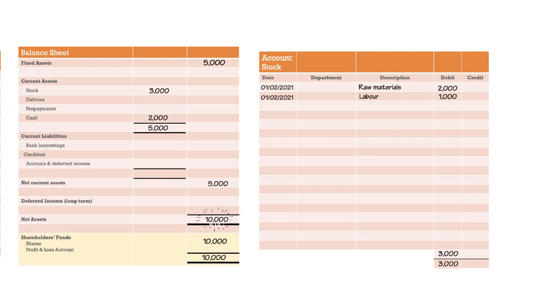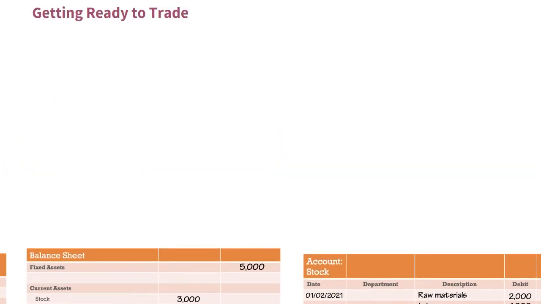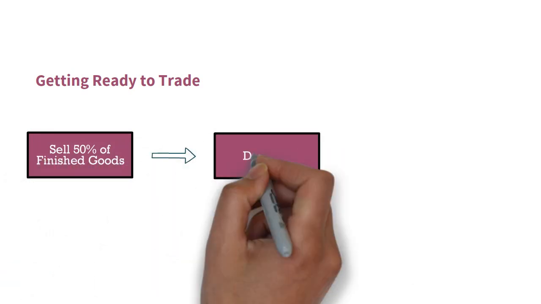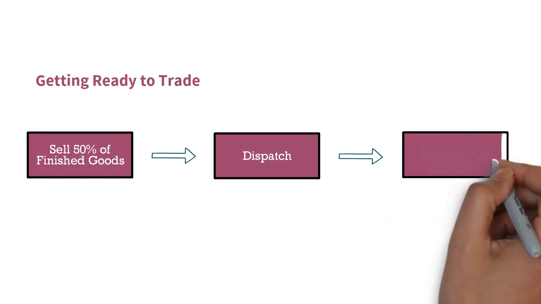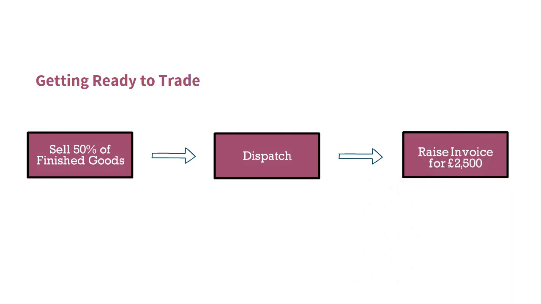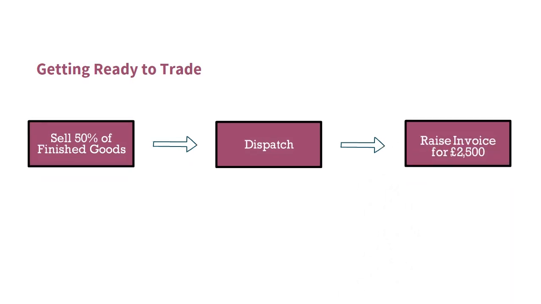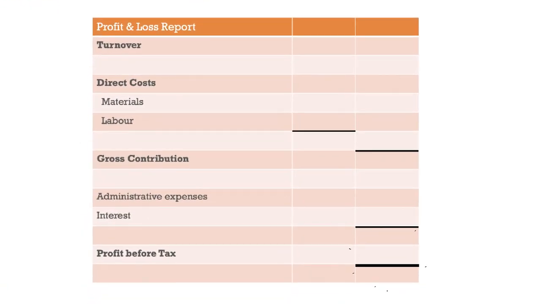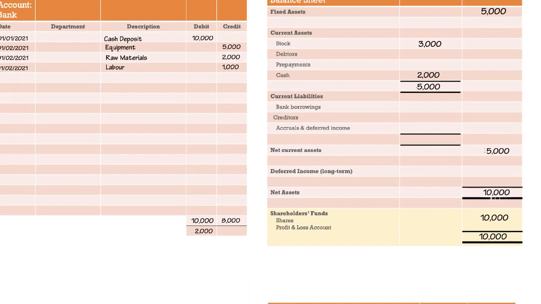We also now have some finished goods that we can sell. Let's say that we agree a price for half of the goods for £2,500. So we sell 50% of our finished goods, dispatch them, and then we raise an invoice to the customer for £2,500. We'll now record the sale in our accounting system. But just before we do, note again that the profit and loss report is blank. This is because up to this point we haven't recorded any trading, and the balance sheet, of course, as we left it, is now balanced.